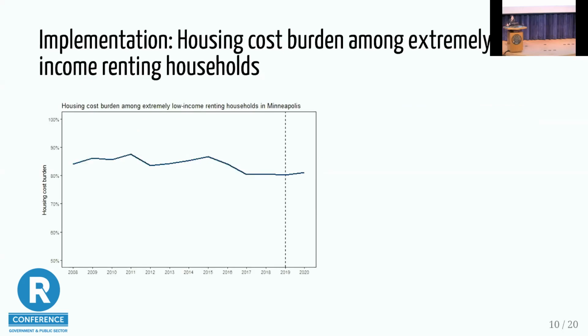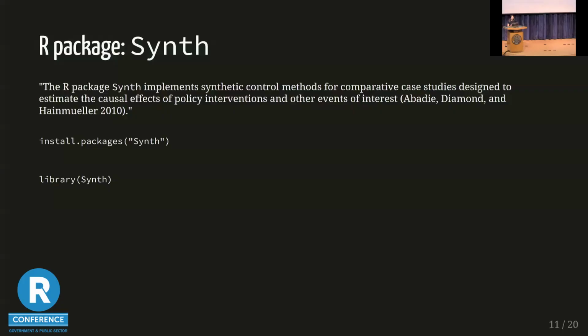So now the implementation. This is one of the 10 indicators that we study. This is housing cost burden among extremely low income renting households. Cost burden means you spend 30% or more of your household income on housing expense, and extremely low income households are households that earn 30% or less of the area median income. Just a little plot to show you the data for Minneapolis that we have.